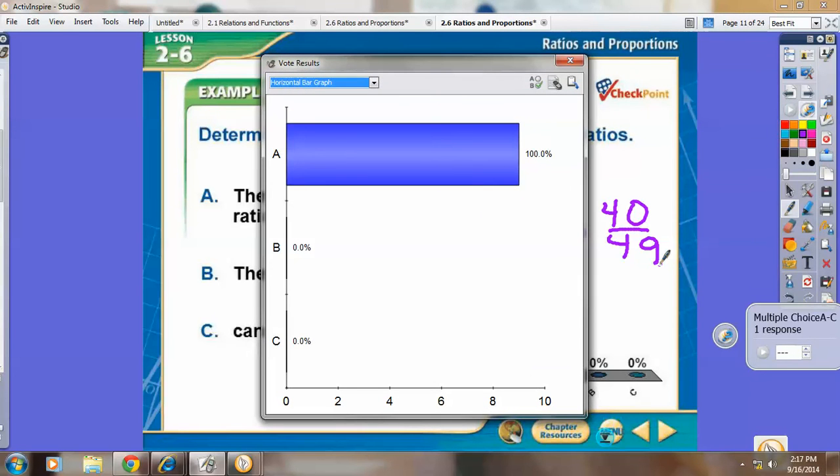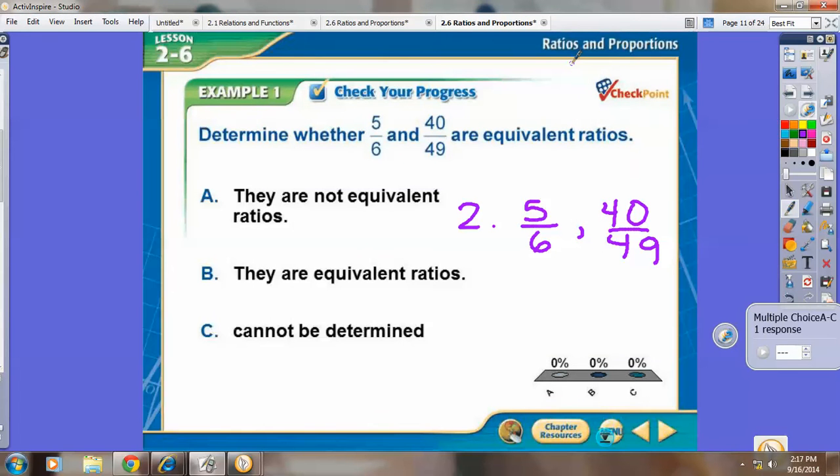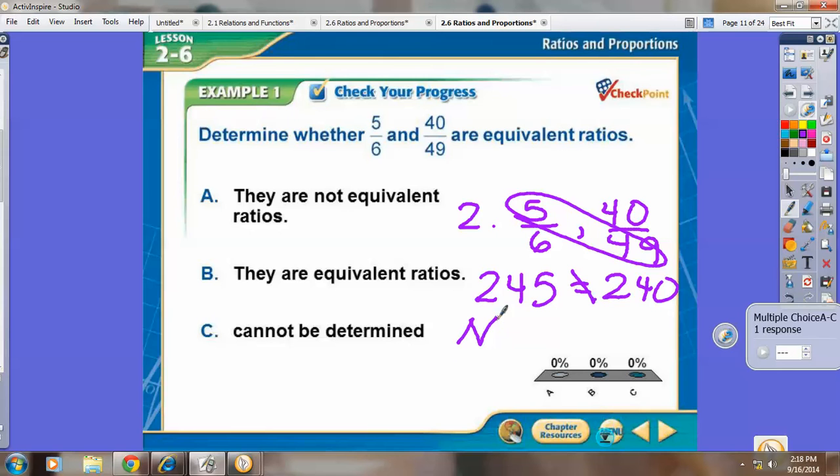Very good. You guys all agree that they are equivalent. Did you use the cross product to determine? Yeah. Okay. 5 times 49 is? 245. 245 is correct. And 6 times 40? 240. They're close, but not quite. Now, notice that I put the line through that equal sign. What does that mean? Not equal. In your justification, don't say that 245 equals 240. That's not true. Make sure you do put the line through the equal sign. What else do we need to state? No. They're not equal.